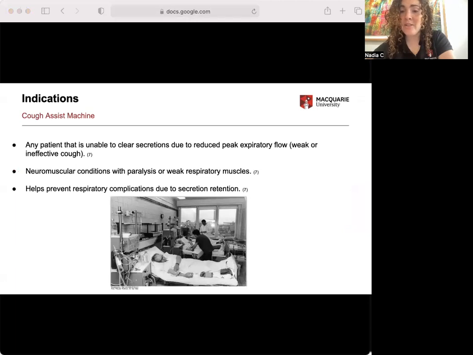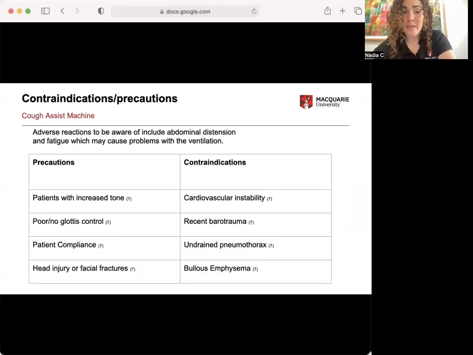So indications for this device include any patient who is unable to clear secretions due to reduced peak expiratory flow, and as mentioned earlier, neuromuscular conditions with paralysis or weak respiratory muscles. Here are some contraindications and precautions to be aware of before using a Cough Assist machine with your patients. Please pause this slide to read them carefully.